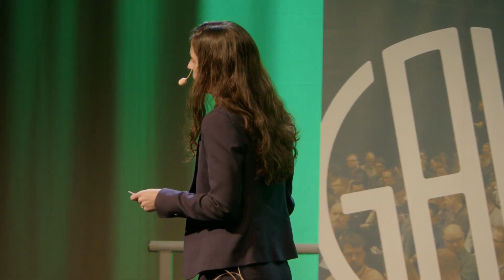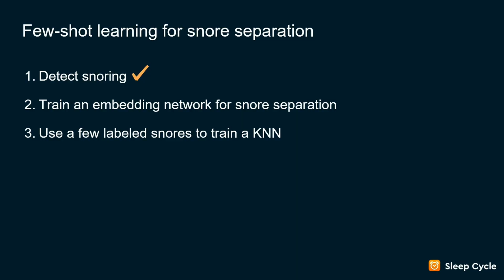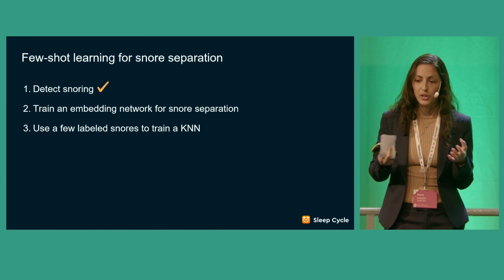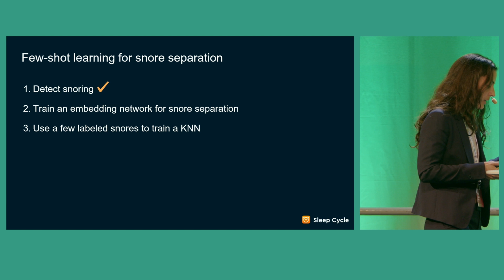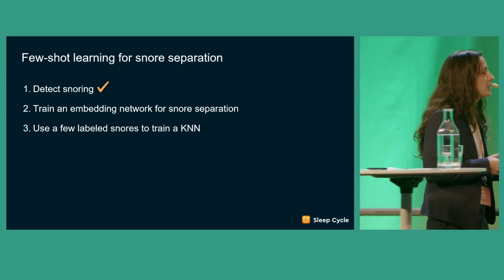So that's done, right? Now we just need an embedding network to separate the snores. And we tried to use the embedding from our audio event detection model, but unfortunately we didn't have enough signal to separate individuals. It's awesome at detecting snoring, but not at actually separating people. So we had to do something else and train a new model.